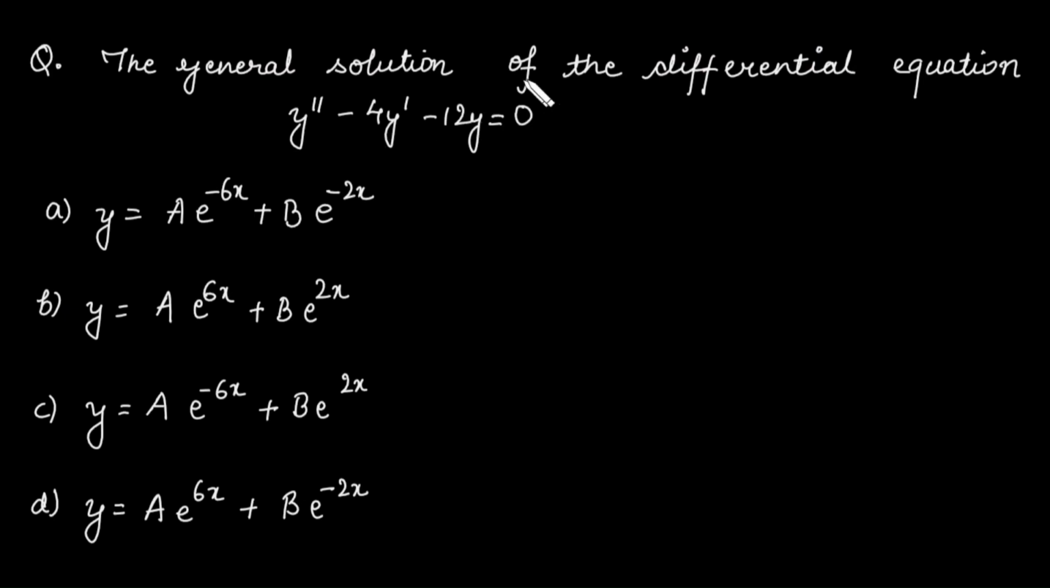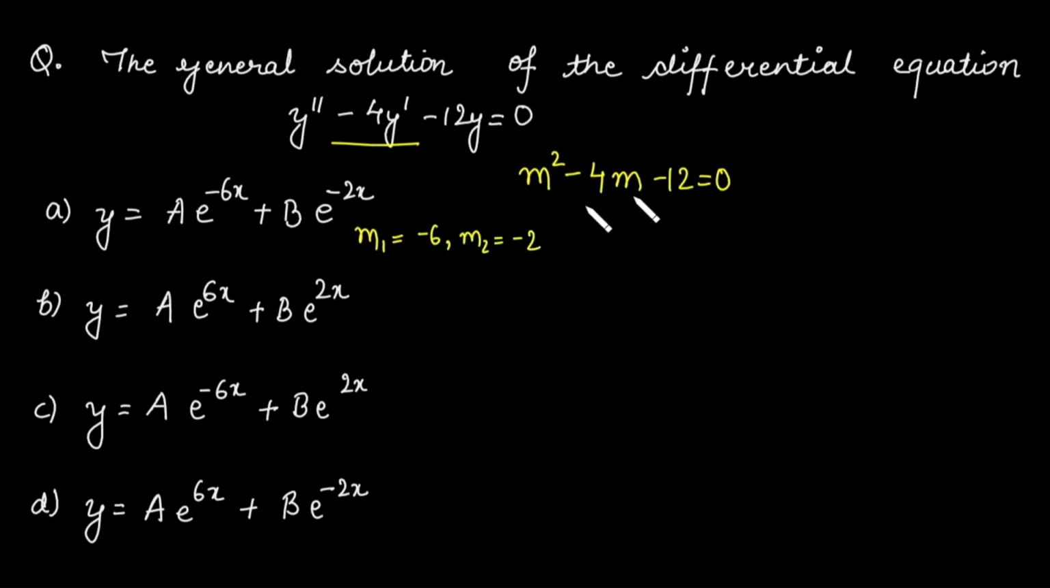Next question is, what is the general solution of the differential equation? So in this case, directly write the auxiliary equation. It's a second order derivative, m square minus 4 times m minus 12 is equal to 0. Now suppose you forget how to find the answer for this quadratic equation. What you can do is pick the values of m from the options. It says that according to this, the value of m1 is equal to minus 6 and m2 is equal to minus 2.